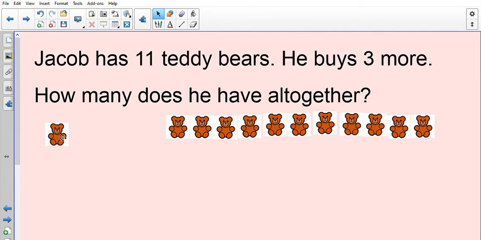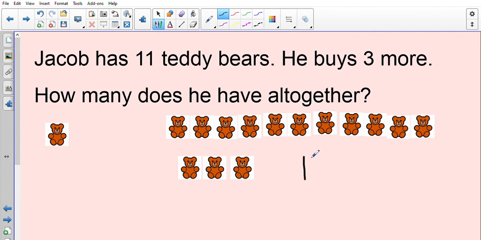So I need to get 3 more teddy bears. 1, 2, 3. And then we've got to see how many does he have all together. Let's count them. 1, 2, 3, 4, 5, 6, 7, 8, 9, 10, 11, 12, 13, 14. He's got 14 teddy bears all together.